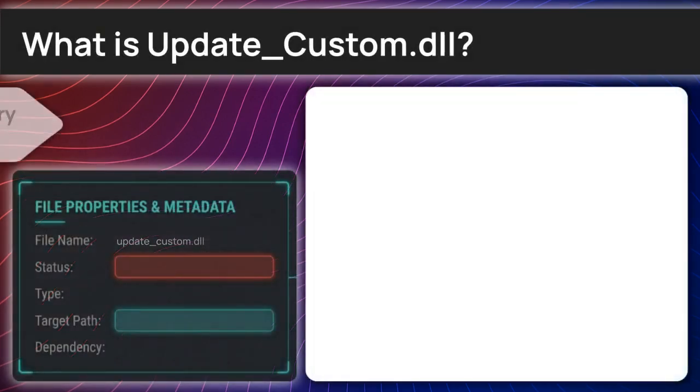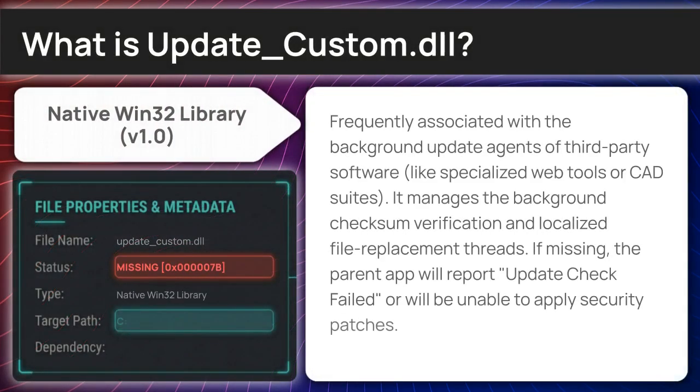This is the Update Custom Module, frequently associated with the background update agents of third-party software, like specialized web tools or CAD suites. It manages the background checksum verification and localized file replacement threads. If missing, the parent app will report update check failed or will be unable to apply security patches.